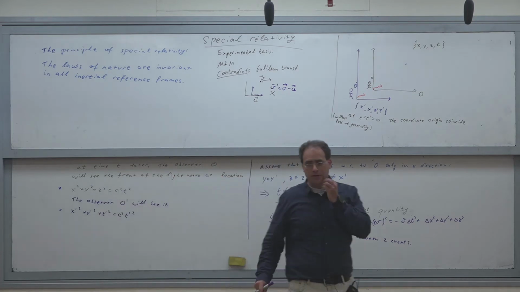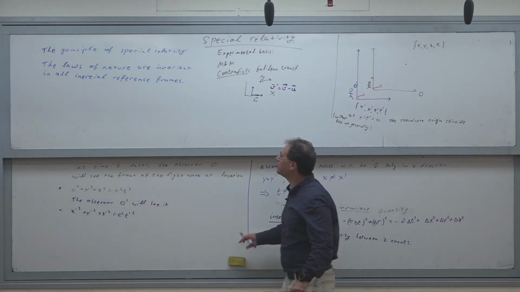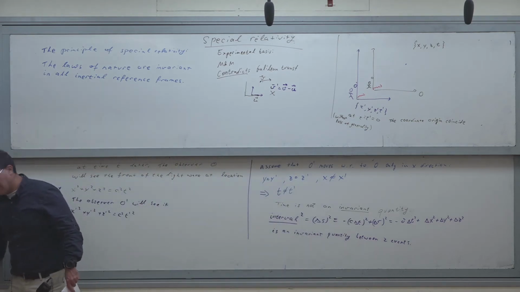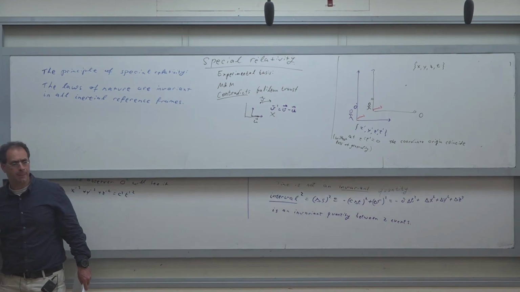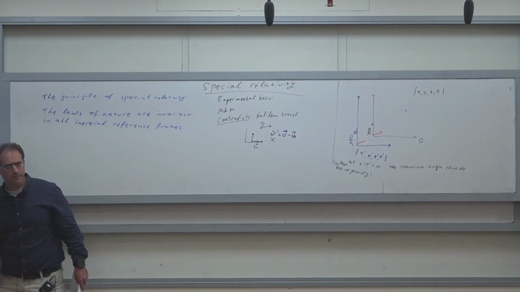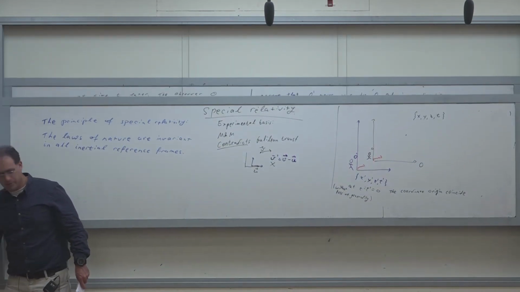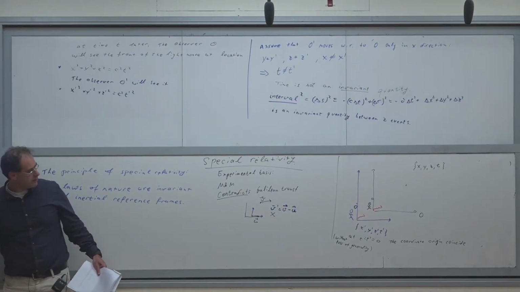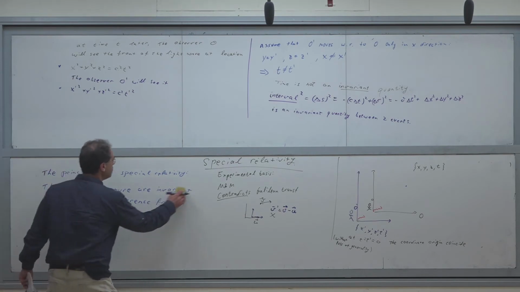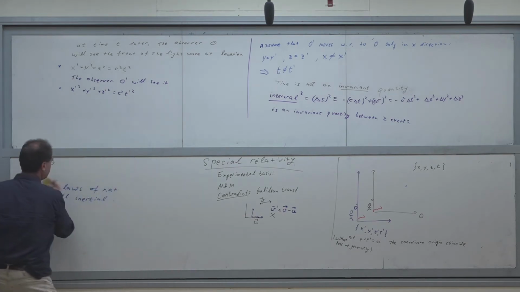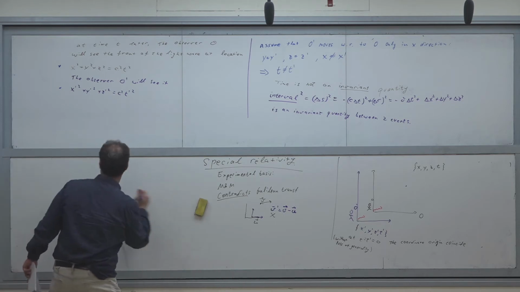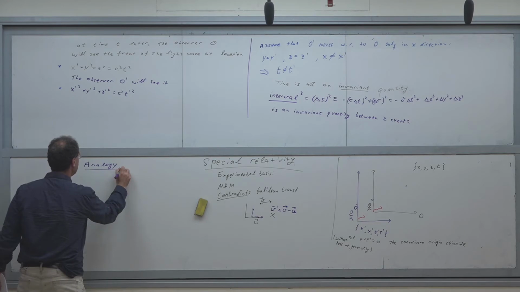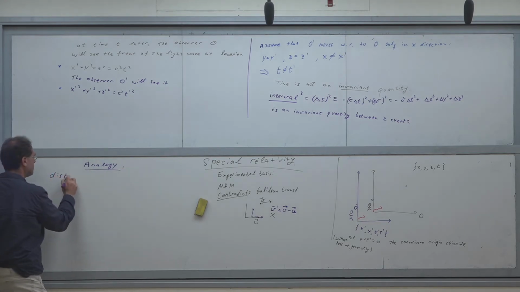In fact, there is a very simple analogy, which makes things easy to understand, what is the meaning of the interval. And the analogy is a distance in Euclidean space. If I look at the concept of a distance in Euclidean space, this is also something which is invariant. Let me show you what I mean. So this is an analogy to the interval, distance in Euclidean space.